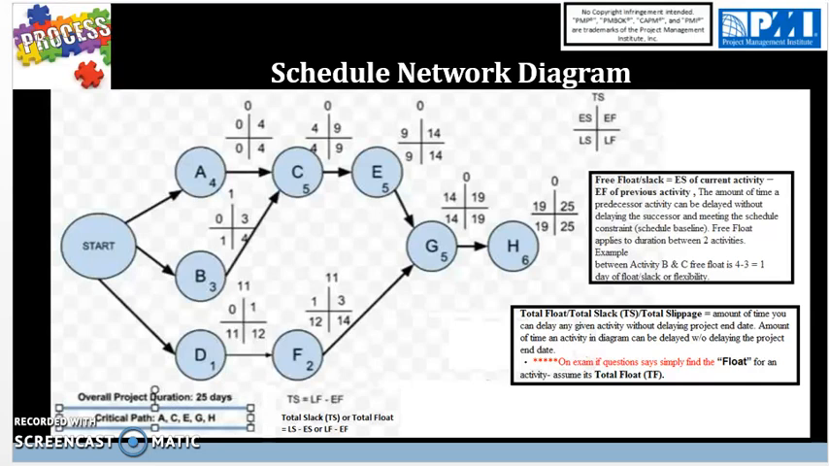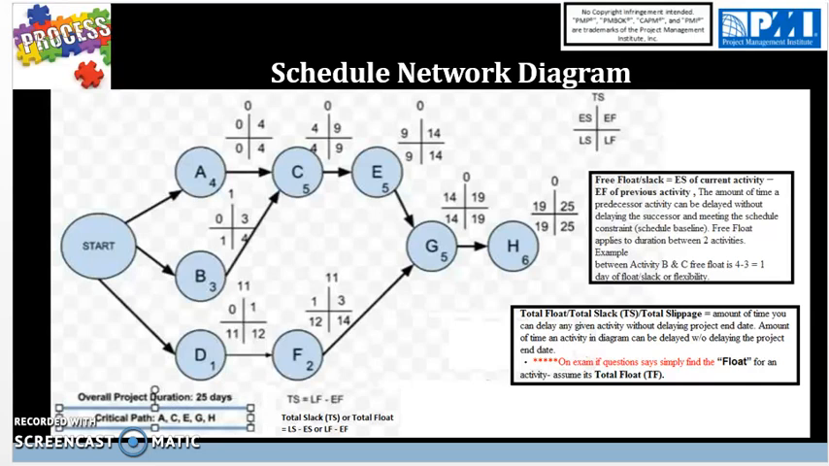0 plus 3 is 3, 1 plus 3 is 4. So that calculates the late finish and late start. Activity D, early start is 0, early finish is 1. 0 plus 1 is 1. So we're doing a forward pass.